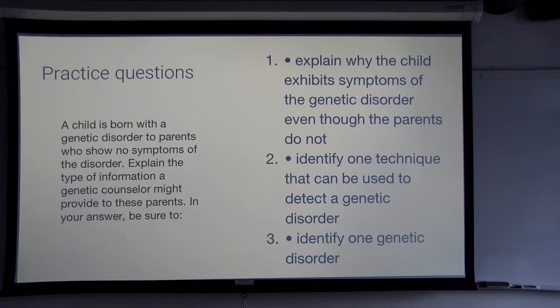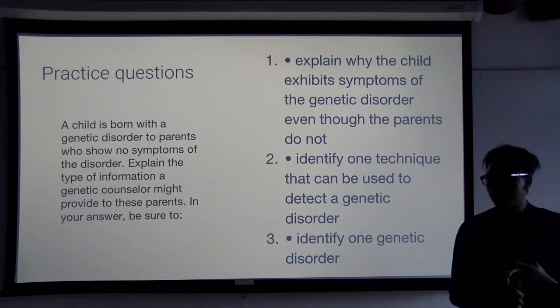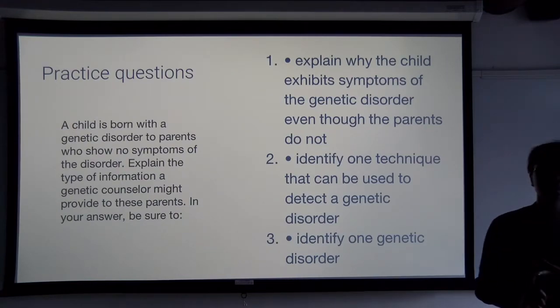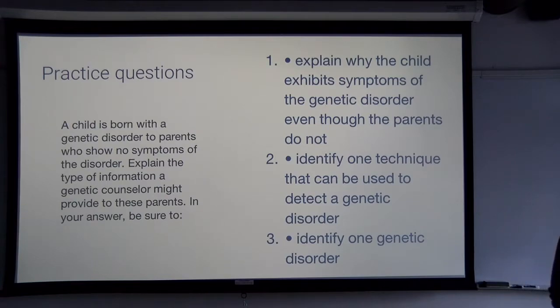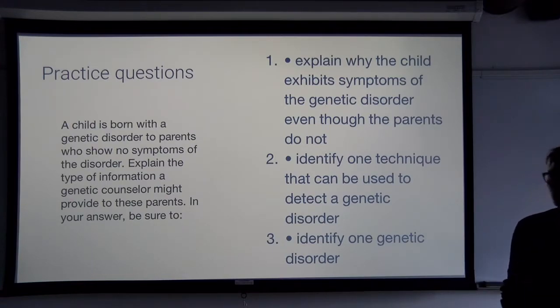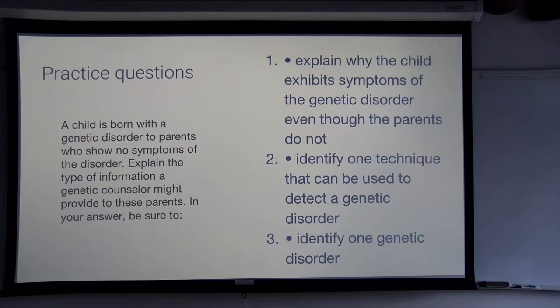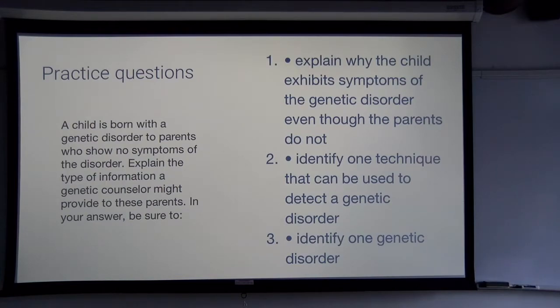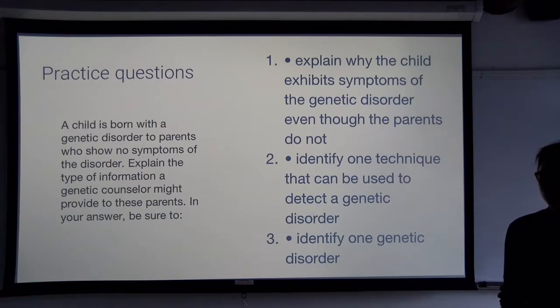Next question, identify a technique. You could have named any of the techniques we saw before: amniocentesis, karyotyping, blood screening is possible. Using electrophoresis is another possibility. And for genetic disorders, we saw some today: Down syndrome, sickle cell anemia. You could have listed hemophilia, any of the other ones that we listed previously. Okay, so check your answers, see how you did on that.